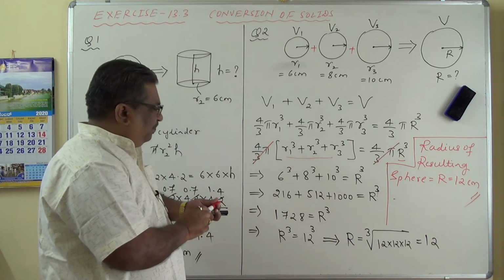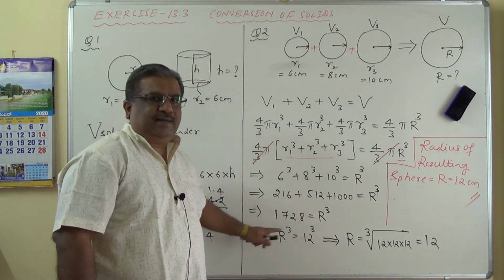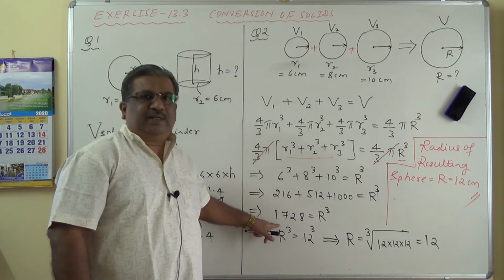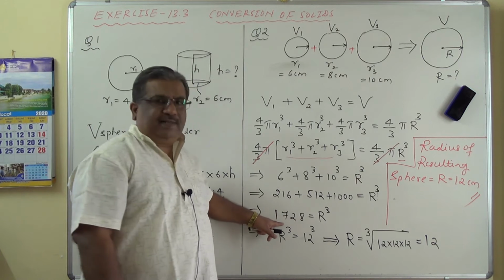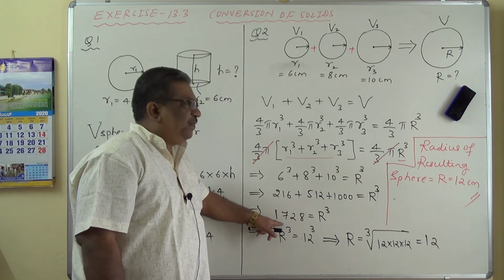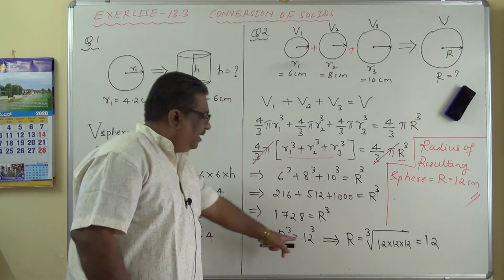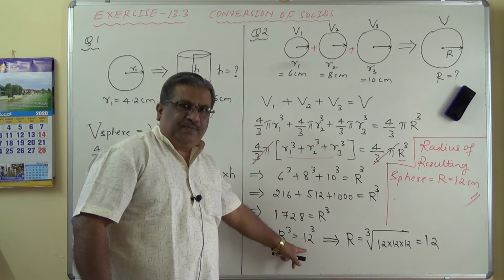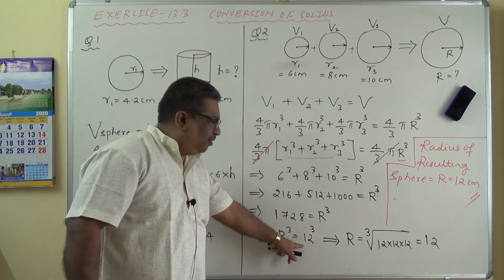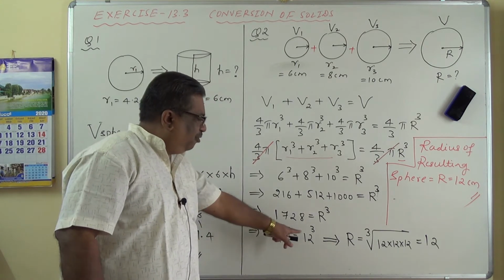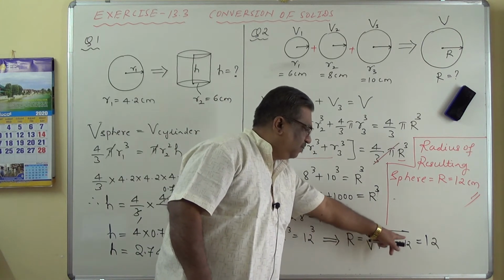1728 equals R cube. Now what you can do here is factorize this. How do you find out this R now? It is a cube root I have to take. So how to find it out is you factorize this one. After factorization, if I am able to arrange all the factors in terms of triplets, it is 12 into 12 into 12. You got it? So R cube equals 12 into 12 into 12, which is nothing but 12 cube. So R is equal to cube root of 12 to the power 3, nothing but cube root of 12 into 12 into 12.